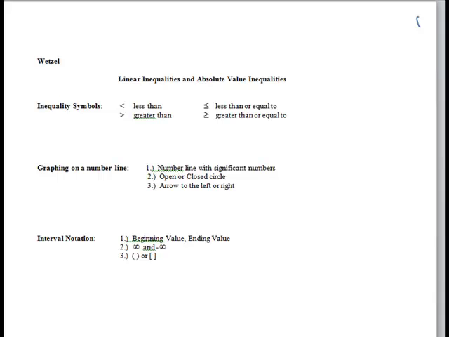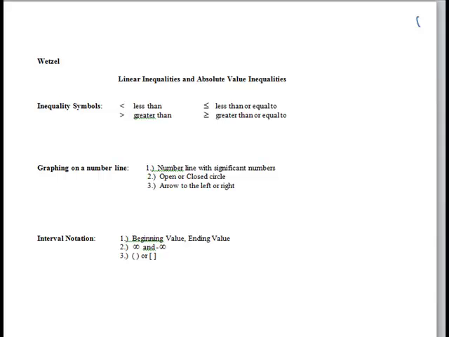Linear inequalities and absolute value inequalities. There are four inequality symbols: less than, greater than, less than or equal to, and greater than or equal to. Just like if we see an equal sign in a problem, we know it's an equation. If we see one of these four inequality symbols, we know it's an inequality.